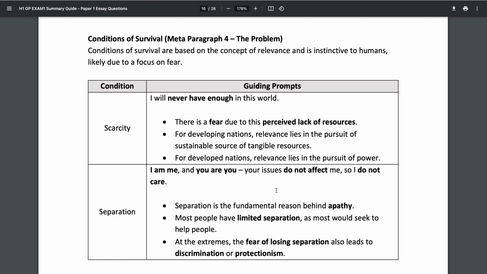Okay? For developed nations, the relevance of scarcity lies in the lack of power. Right? Countries like the US, UK, France, even China, Russia. What are they scared of? They are scared of not having power. And therefore their scarcity is based on, I need to get more power. I will do whatever I want, whatever I need to get the power. Okay?